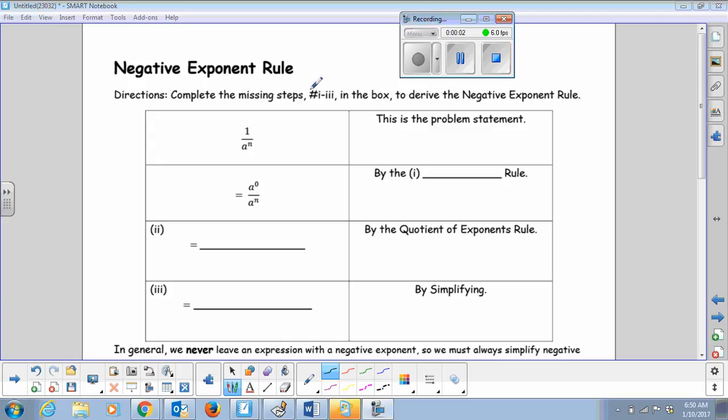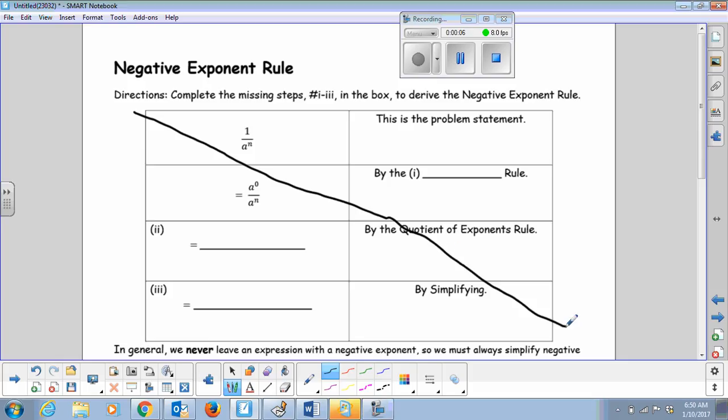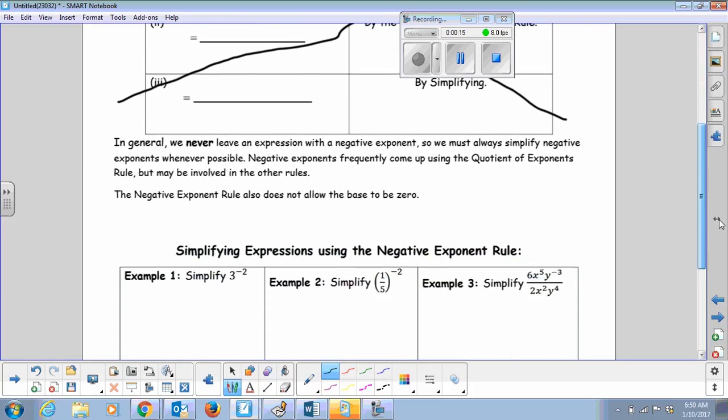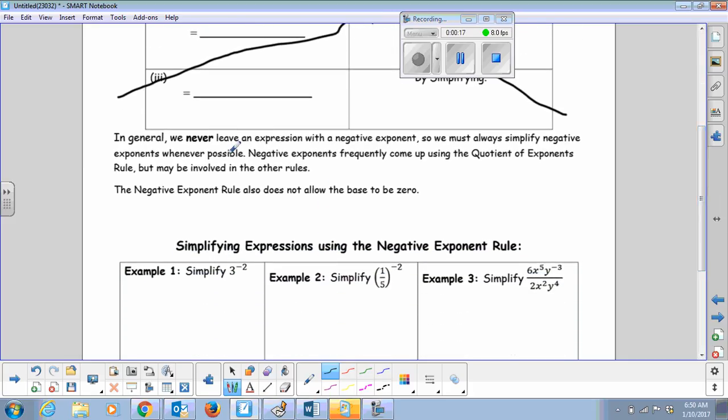So moving on, looking at the negative exponent rule, I'm again allowing you to cross off this box, so go ahead and get rid of that. Okay. But I do want you to read this part. It says, in general, we never leave an expression with a negative exponent. So at the very end, we shouldn't have a negative like we're seeing here. And it says, we must always simplify the negative exponents whenever possible.